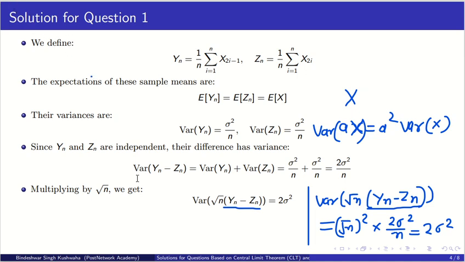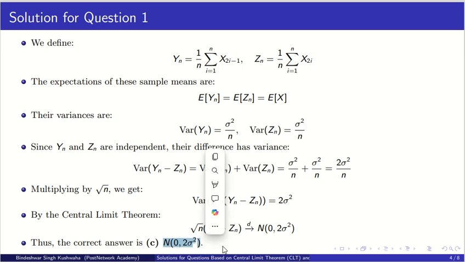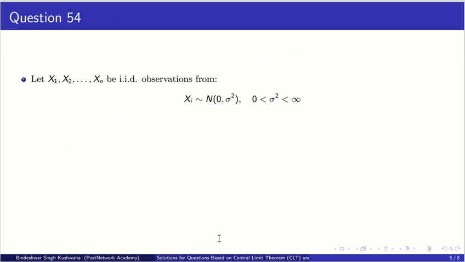These are very small things, but you have to take care to solve these kinds of problems. So finally, by the central limit theorem, that will follow normal distribution having mean 0 and variance 2 sigma square in distribution. So the third option would be correct, that is N(0, 2 sigma square). Hope you understood.